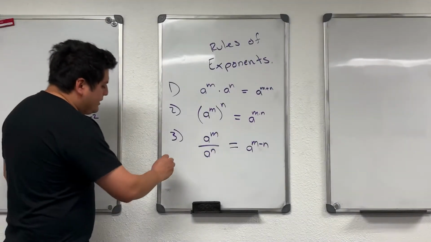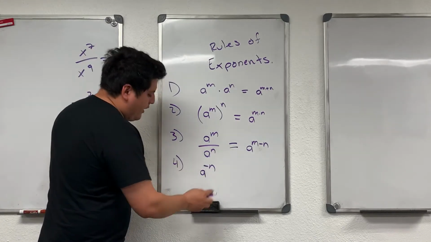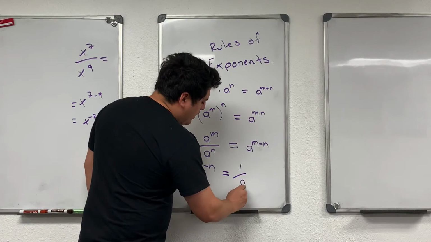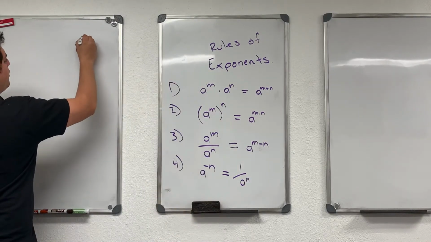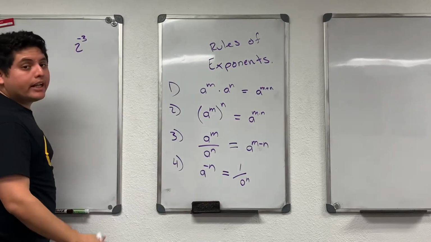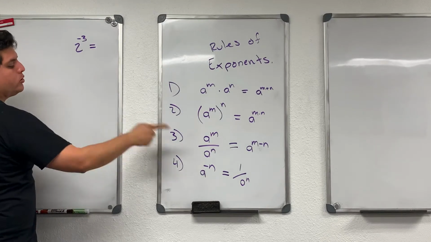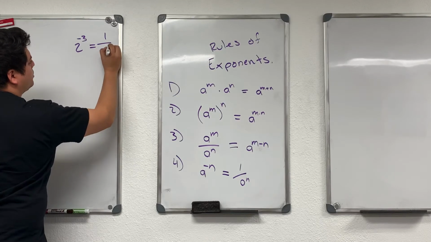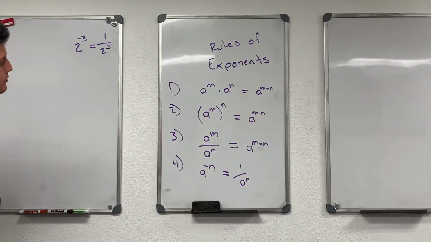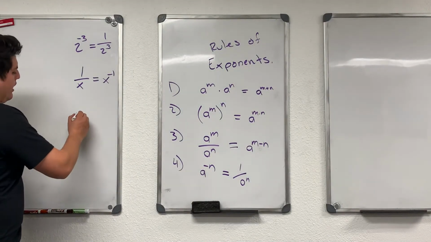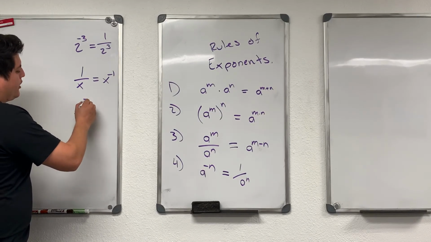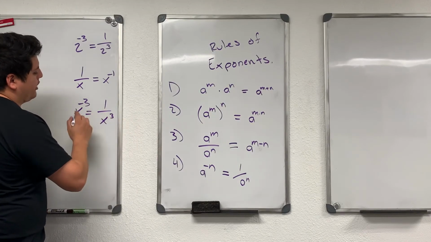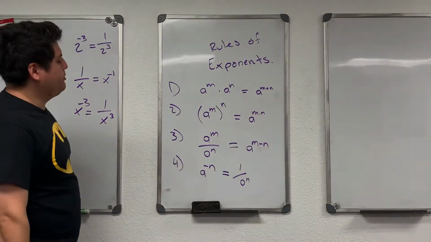The next rule says the following. If I have a to the negative n, that's just the same as saying 1 over a to the n. Let's say I have 2 to the negative 3. Well, that, according to my rule number 4, says that's 1 over 2 to the third power. If I'm given x to the negative 3, that's the same as saying 1 over x to the third. All I'm doing is following the rules of exponents.